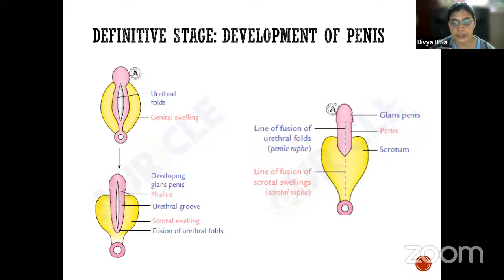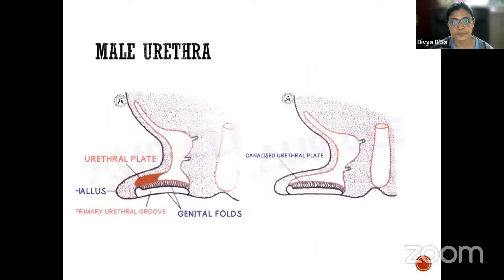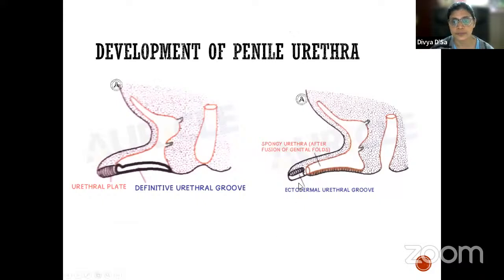Now the spongy part of the penile urethra, which is formed, extends only up to, now where will this extend till? Only up to the base of the glans. So during the fourth month, the ectodermal cells from the tip of the glans penis penetrate inward and form a, now here. Okay, so this portion forms the spongy urethra now. This is the fusion of the genital folds. This is the spongy urethra, or the penile urethra we say.